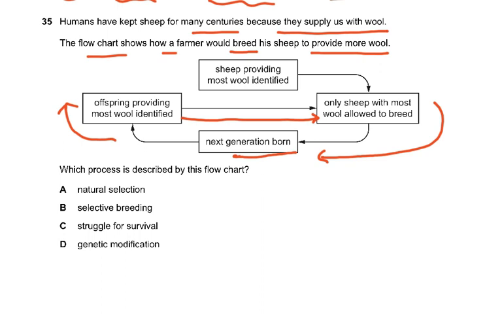We're going to make some garments, some sweater, some coat or something. So who is basically going to benefit? It's human benefit, so in a way it's sort of artificial selection, but there's no such answer for artificial selection. When you say offspring provided most wool and then only sheep with most wool bred, it would be selective breeding. So that is why the answer to 35 is B, selective breeding.